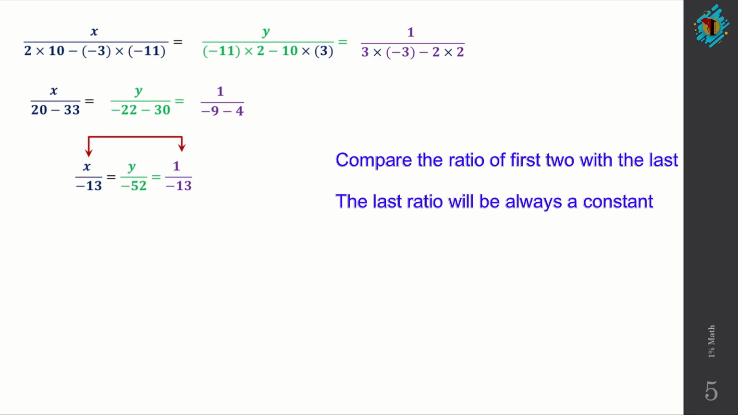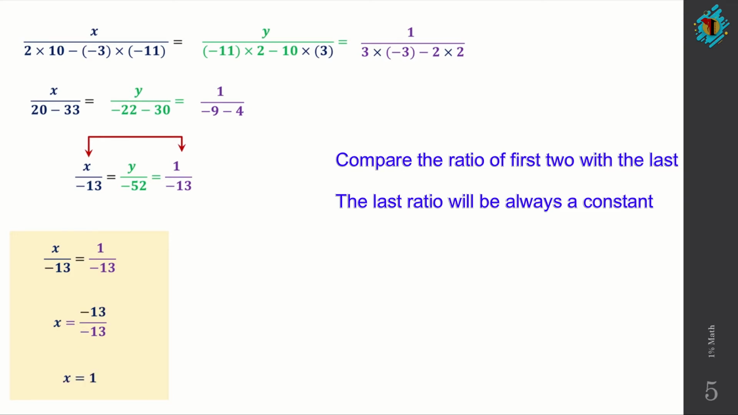So by comparing the first and the last ratio, that is x by minus 13 and 1 by minus 13, we will be able to find the value of x. In the same way, by comparing y by minus 52 and 1 by minus 13, we will be able to find the value of y. So let us see how we will get it. The first comparison, x by minus 13 is equal to 1 by minus 13, cross multiplication.